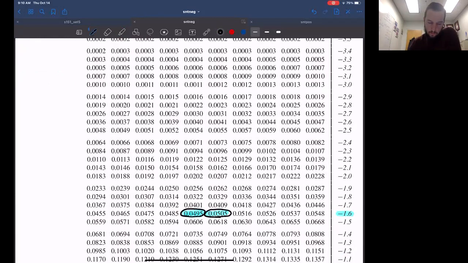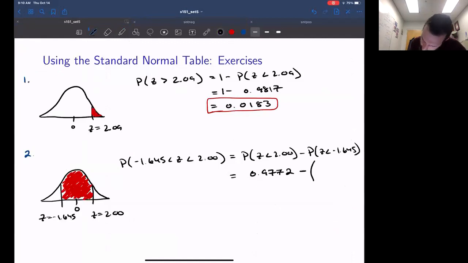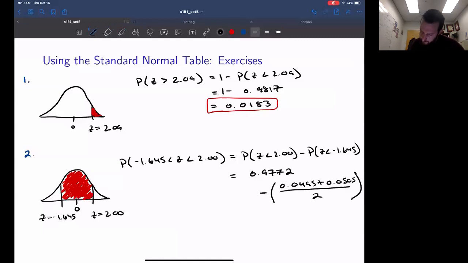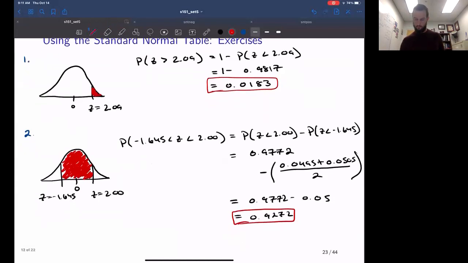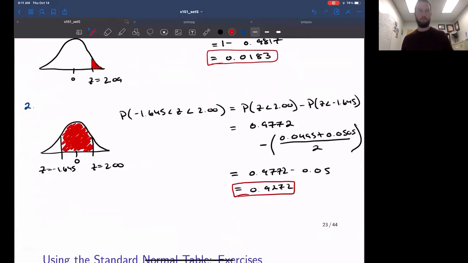Okay, so we can write this as 0.0495 plus 0.0505 divided by 2. Okay, so that's going to be 0.9772 minus 0.05, which is 0.9272. Okay, any questions?